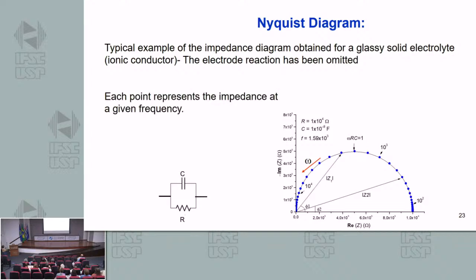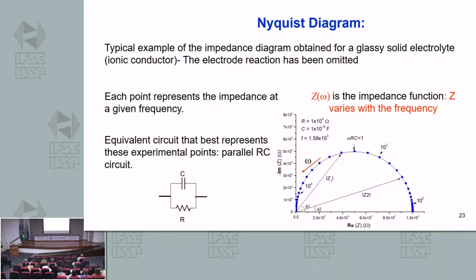So each point represents the impedance at a given frequency. The impedance function varies with the frequency. You see that the modulus of the impedance is changing with frequency, okay? It increases when I decrease the frequency. This is 10 to 3, this is 10 to 2, this is 10 to 4. When I decrease the frequency, I increase the impedance modulus. The modulus, I mean, in terms of a complex number.